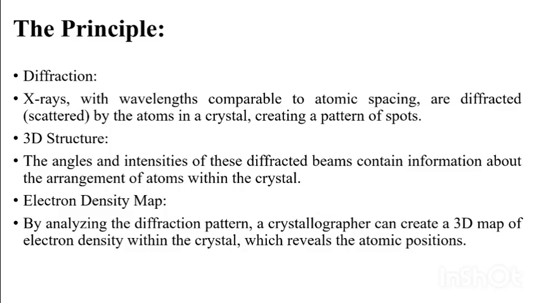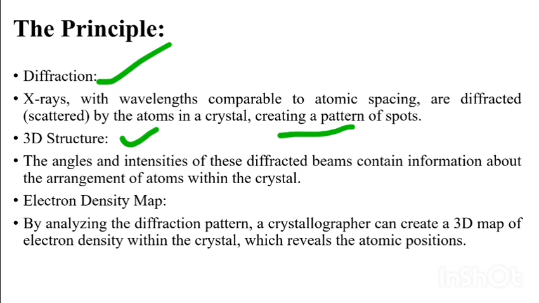The principle: at first diffraction. So you have to remember these points. At first diffraction, then 3D structure, the three-dimensional structure, then electron density map. So at first, diffraction: X-rays with wavelengths comparable to atomic spacing are diffracted or scattered by the atoms in a crystal, creating a pattern of spots. How many atoms are there? How are they placed inside the crystal?